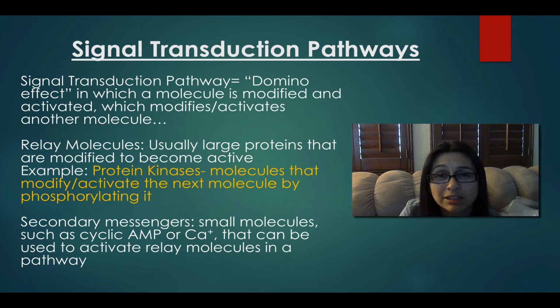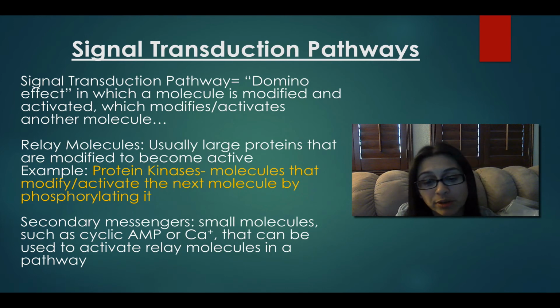So there are proteins that are going to be modified to become activated, and then they can modify the next protein to activate it, and so on, and keep passing it on. Some of the most important ones that we're going to learn are protein kinases. There's that word kinase again. So protein kinases are proteins that phosphorylate. They're going to take a phosphate and add it to another molecule.